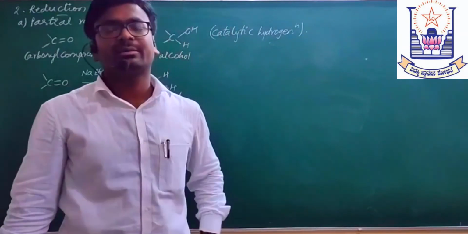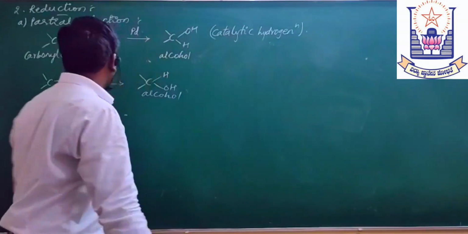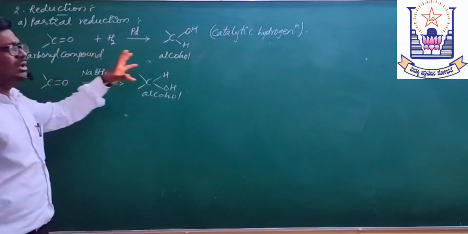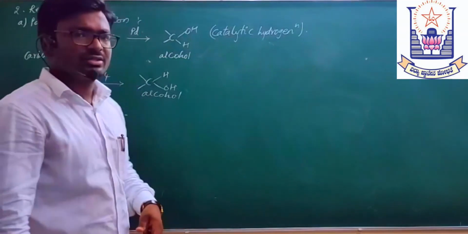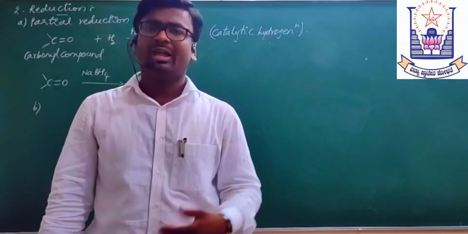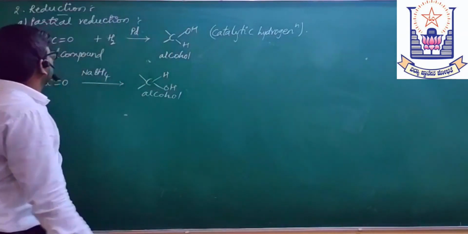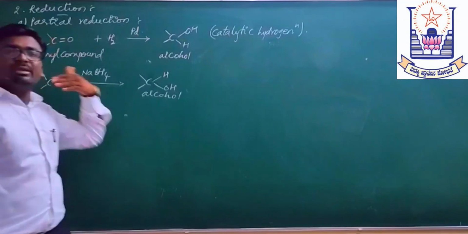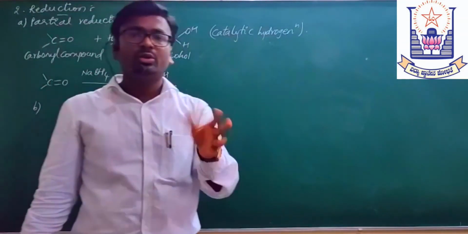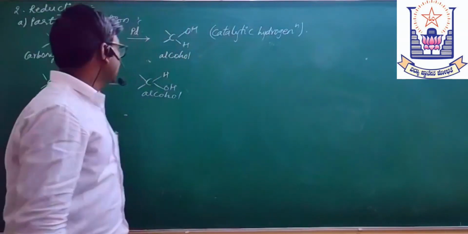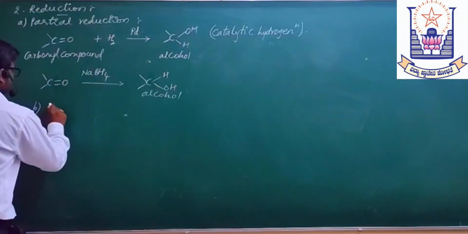Let us consider some complete reduction. See, these are all general reaction equations. You need to have some specific examples that you have to practice. Here you may take R, here it may be R dash. R and R dash may be hydrogen, aryl group or alkyl group. Let us go for complete reduction.